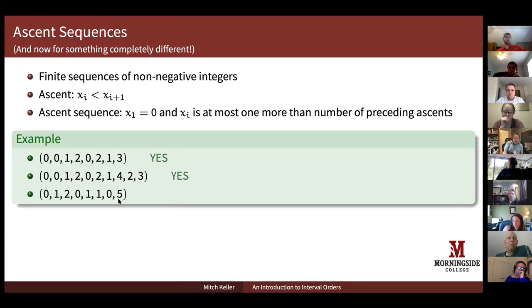How many ascents do we have before we get to this 5, though? Yeah. I only count 3, so this thing has to be at most 4. Because we don't get to count the ascent that would be created by the new number to bolster ourselves, right? So that's not an ascent sequence.